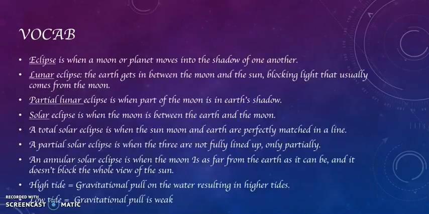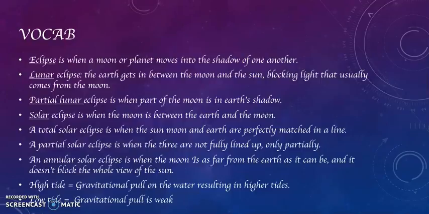To start, let's go over some vocabulary. An eclipse is when a moon or planet moves into the shadow of one another. There is an eclipse of the sun and the moon. The lunar eclipse happens when the Earth gets in between the moon and the sun, which blocks light that usually comes from the moon. There are 2 types of lunar eclipse, total and partial. A total lunar eclipse is when the moon and the sun are perfectly opposite from one another. A partial lunar eclipse is when part of the moon is in the Earth's shadow.